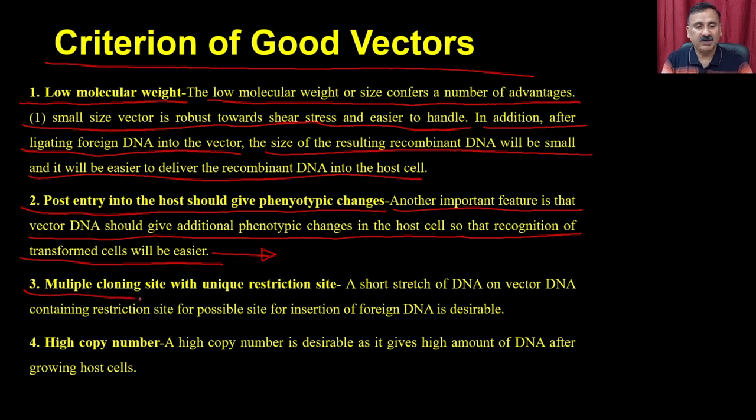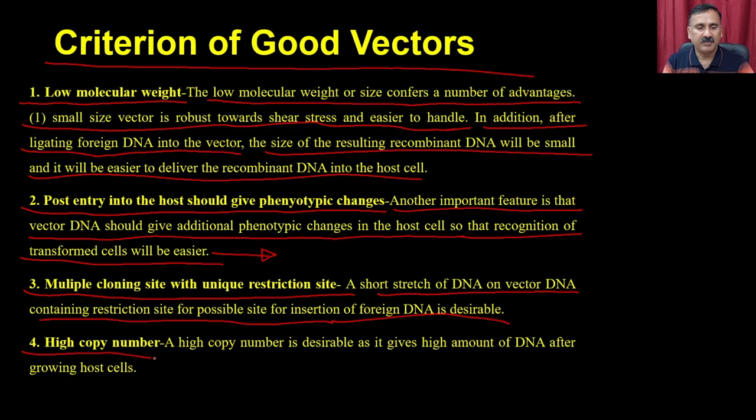Then it should have a multiple cloning site with unique restriction sites. This is a small stretch of DNA on a vector containing restriction sites as possible sites for insertion of the foreign DNA, and that is desirable because that is the place where you cut the vector and insert the foreign DNA.